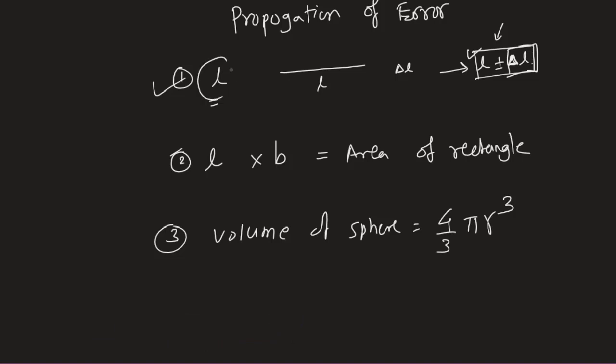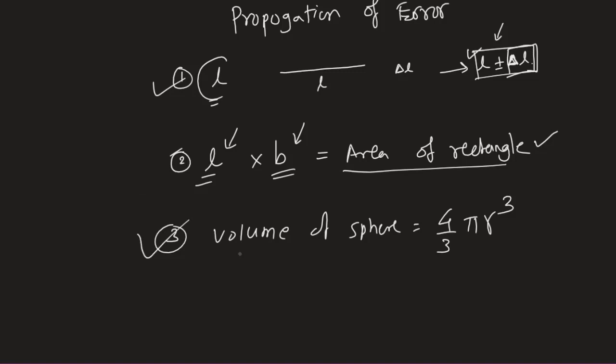For example, let us say you want to calculate the area of a rectangle, and for that we need length and breadth, right? But if there is error in the length, or in the breadth, or in both, then when you calculate the area of the rectangle, that area will also have an error, and that is called propagation of error.